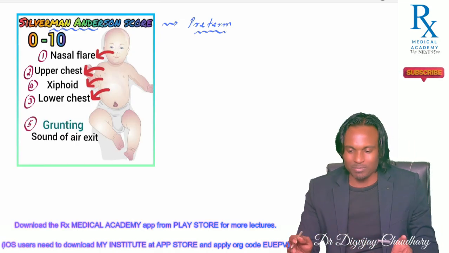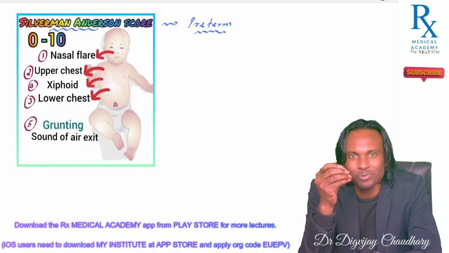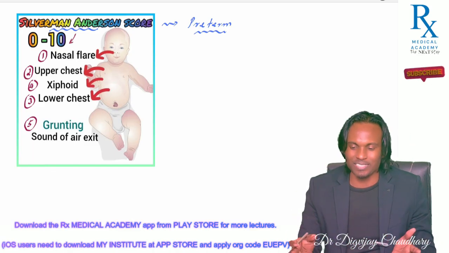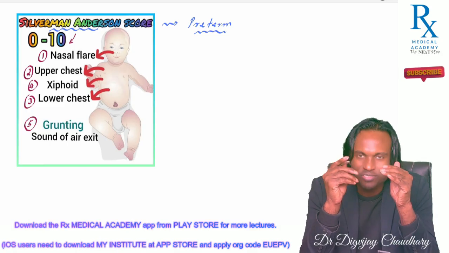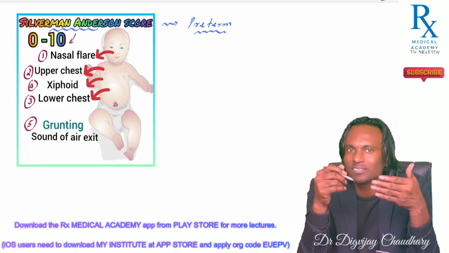So the maximum score is 10, minimum score is 0. Minimum score means there is no respiratory distress, and maximum score of course means severe respiratory distress. We will discuss. So there are five parameters. How to memorize these five parameters? Sometimes it is asked in exams.